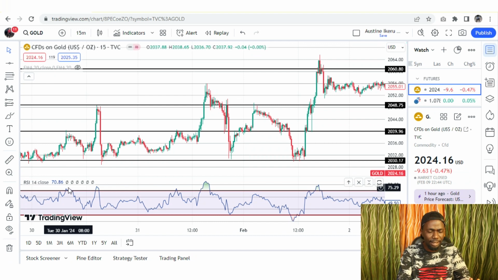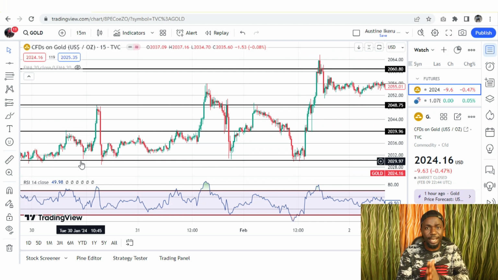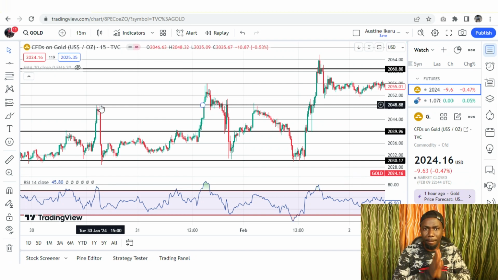you simply sell. Once you sell, your stop loss should be above this resistance level, right? Your take profits can be either at this support level or this support level, because you have already marked your key levels using the higher time frame, right? You can clearly see that whenever the RSI enters the overbought condition and price enters the resistance level, you are meant to sell, because the price will rally down.